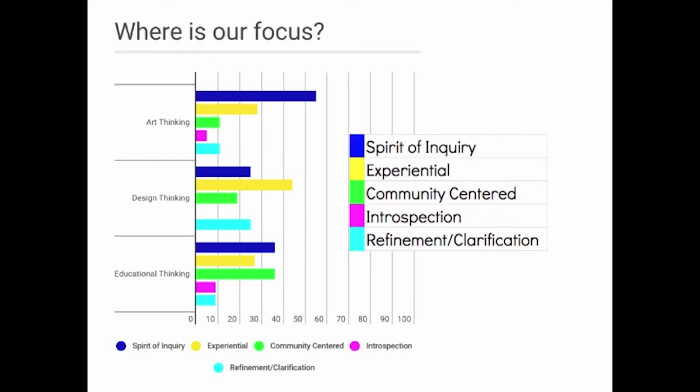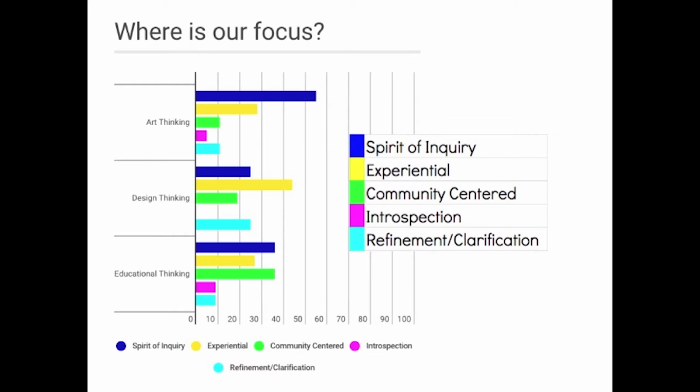So where is our focus? When we're talking about art thinking, design thinking, educational thinking, any types of theories that are floating around in education, it really comes down to me asking myself, where is the focus and how does this apply to my classroom? So what I did is I took a couple of different pieces of research for each category, for art thinking, design thinking, and educational thinking, and coded it. I really looked at what is the criteria for this field of thought, and what does this break down to? So I created these 5 categories: the spirit of inquiry, experiential, community-centered, introspection, and refinement clarification.